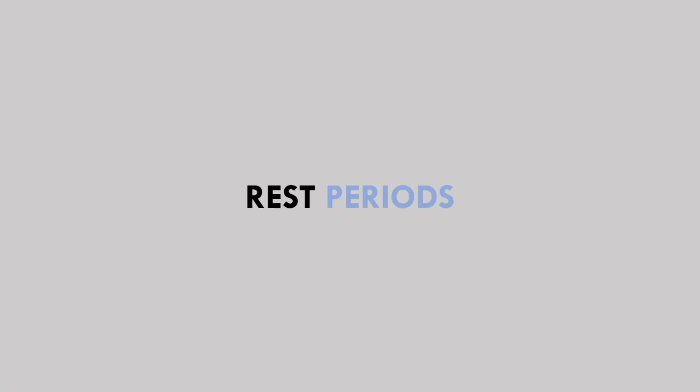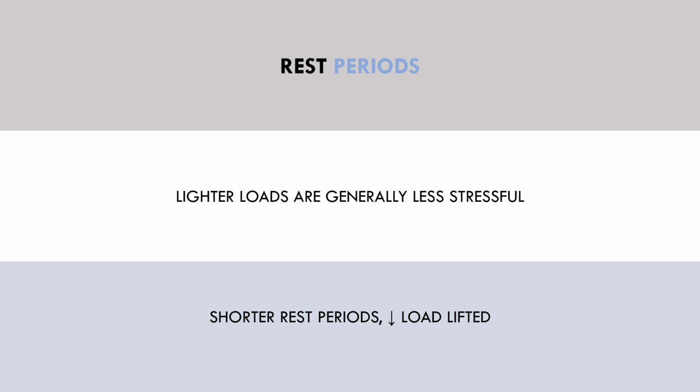First is rest periods. Rest periods can be manipulated to help train around an injury indirectly. This is because rest periods will influence load lifted. So going back to the previous point about rep ranges and load, lighter loads are generally less stressful than heavier loads. Therefore, trainees can shorten rest periods as a strategy to minimize load lifted. This could potentially inhibit hypertrophy outcomes very slightly, as it limits performance on a per set basis compared with longer rest periods.